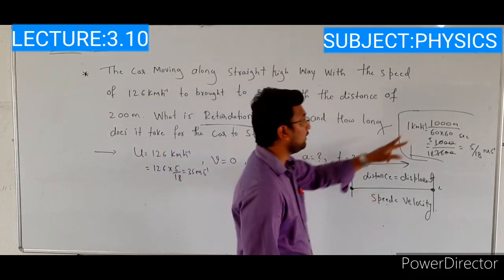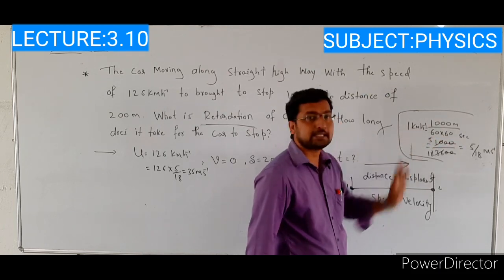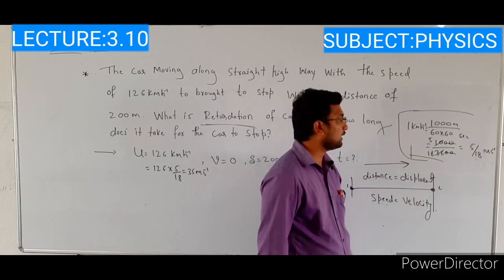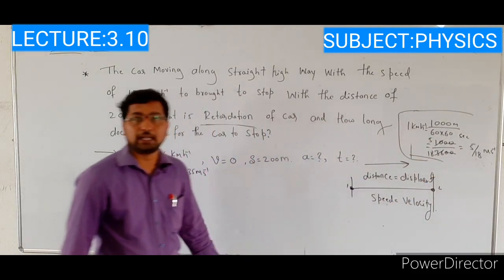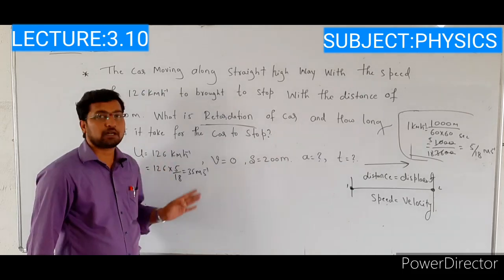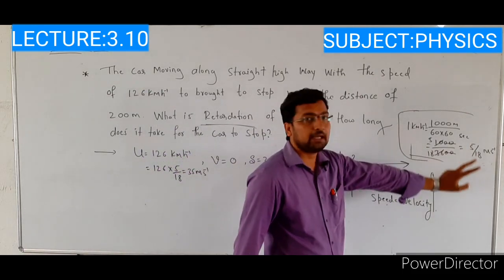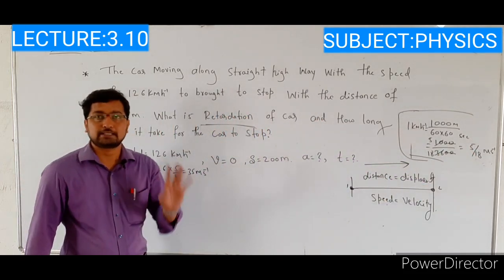See here, 1 kilometer per hour is equal to 1000 meter divided by 60 into 60 seconds. So 1000 divided by 3600, here 20 gets cancelled, then it becomes 5 by 18. To convert any number from kilometer per hour to meter per second, we just multiply it by 5 by 18.